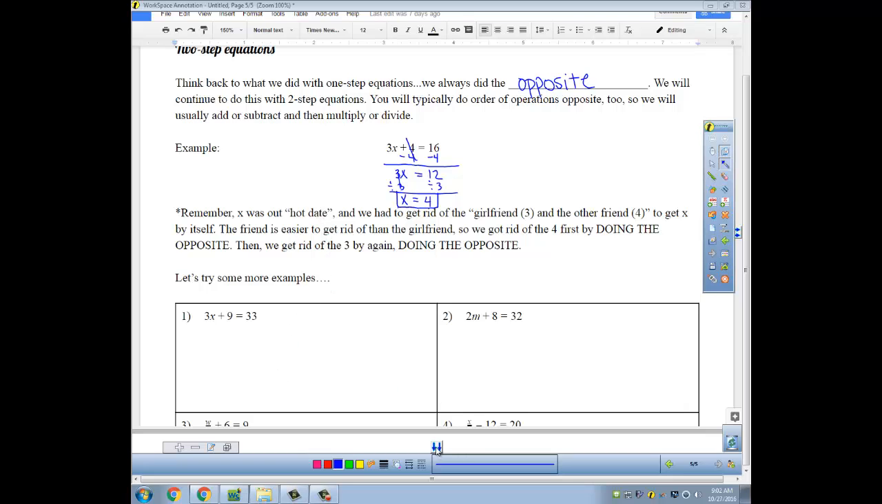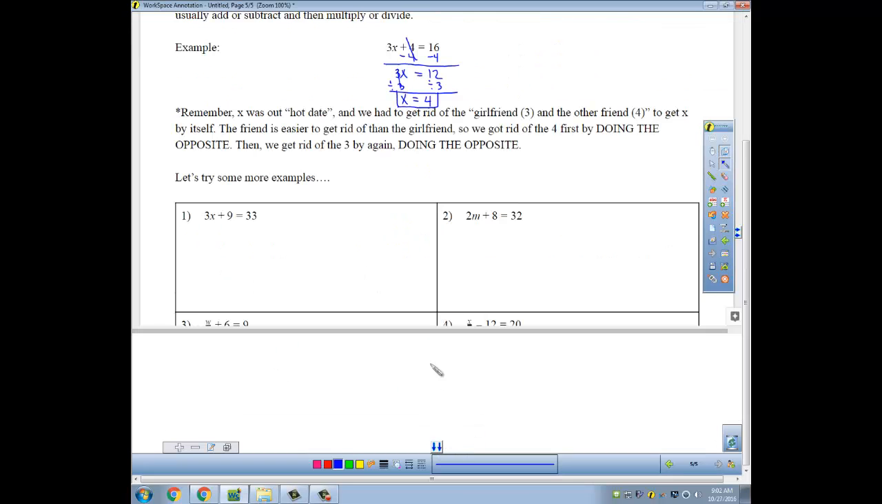So let's look at some examples. Number 1, we have 3x plus 9 equals 33. So we're going to get rid of the friend first. So this plus 9. So instead of plus 9, we subtract 9. So bring down your 3x. That's gone. 33 minus 9 is, oh, sorry, 24.